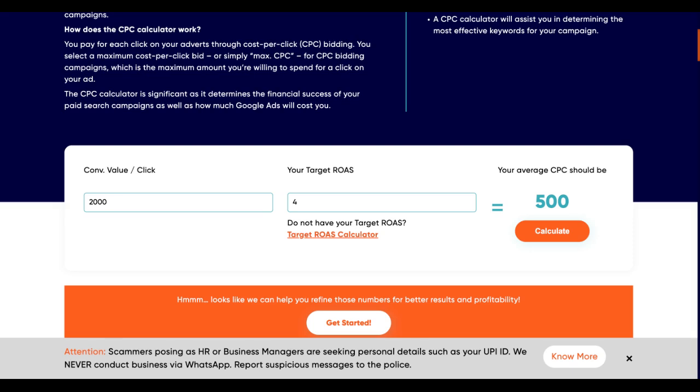Remember, the calculator provides an estimate. The actual results may vary depending on various factors like competition and campaign settings. However, it's an important tool for making better decisions regarding your advertisement budgets and bid strategies.